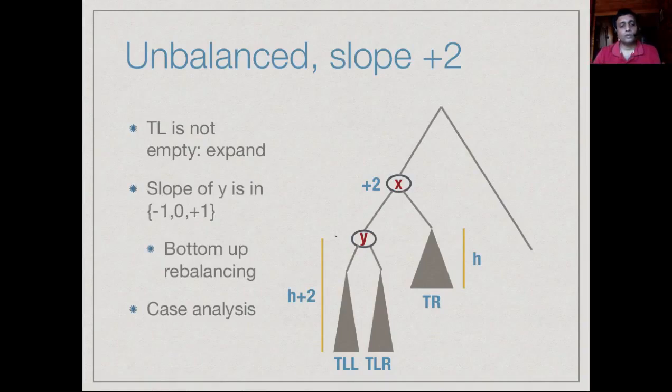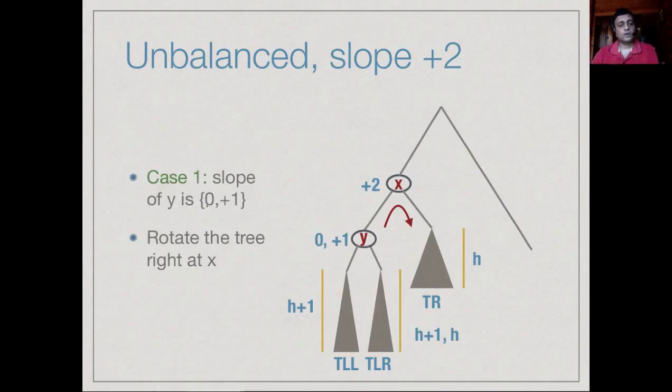We will now look at this new node that we have extracted. Its slope is minus 1, 0 or plus 1. We are going to do some bottom-up rebalancing, and we are assuming everything below is okay. So we are going to do some case analysis based on the slope of y.